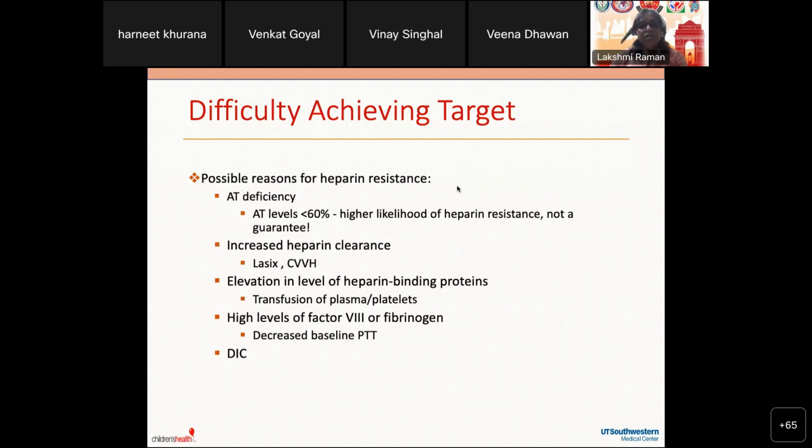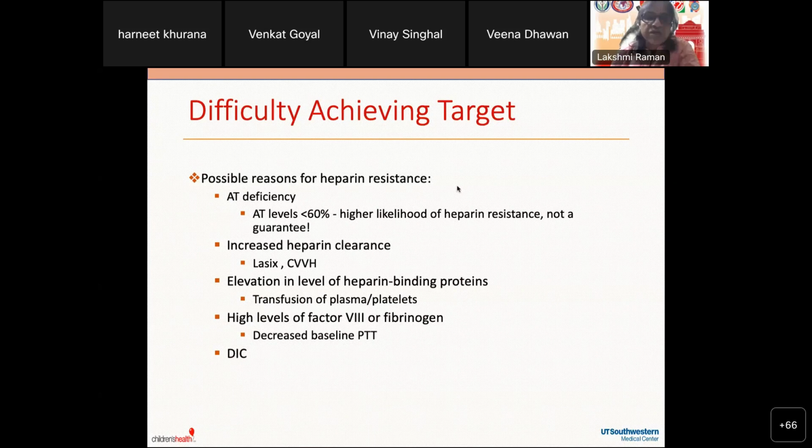And then what are the possible reasons for heparin resistance? The first and foremost you want to think about is antithrombin deficiency, because we need antithrombin for heparin to be effective. Antithrombin levels less than 60% mean a high likelihood of heparin resistance, but certainly not a guarantee. That is why we have stopped measuring the levels routinely, and we only get the levels if we are at very high doses and we still see clot burden in our circuit. Or when there is increased heparin clearance.